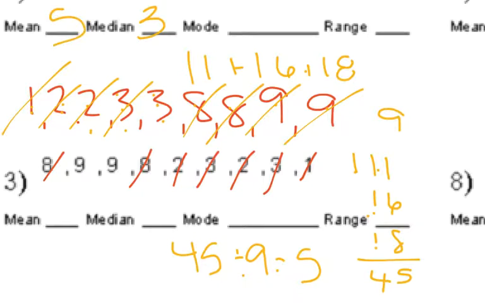Hey diddle diddle, the median's the middle. You add and divide for the mean. The mode is the one you see the most. So we're going to have a lot of modes. I have a 2 as a mode, 3 as a mode, 8 as a mode, 9 as a mode, because they're all there twice. And the range is the difference between. 9 minus 1 is 8.